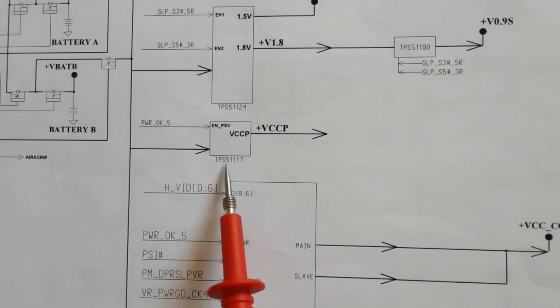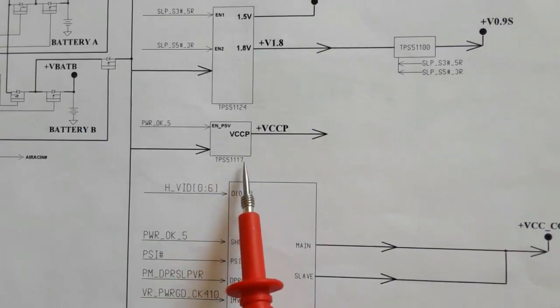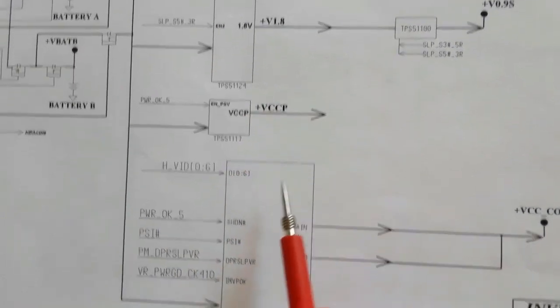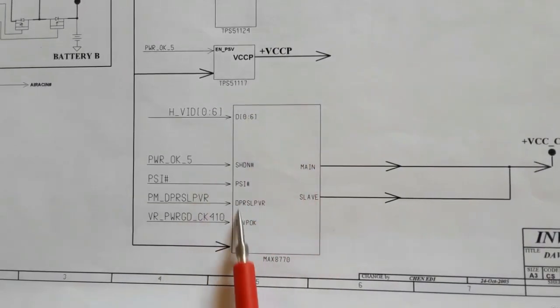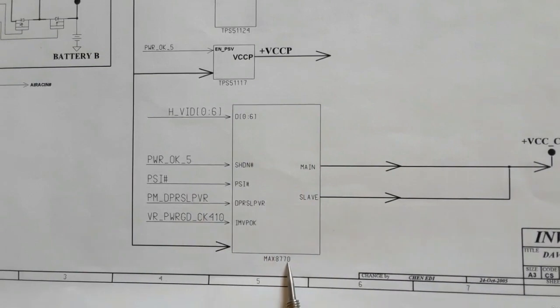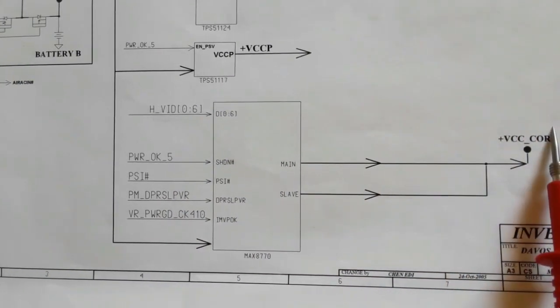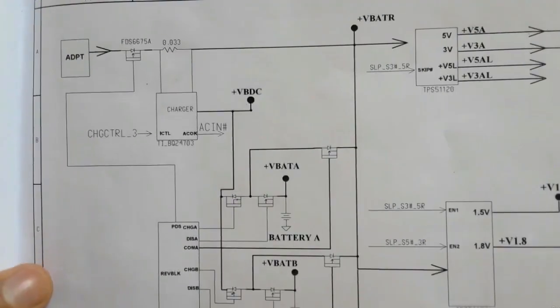Here, as you can see, this is the VCCP power management IC. It generates plus VCCP for the processor and the chips. And here, this is the Max 8770, the power management IC for the CPU. As you can see, it generates the plus VCC core. Okay, let's begin with the adapter.